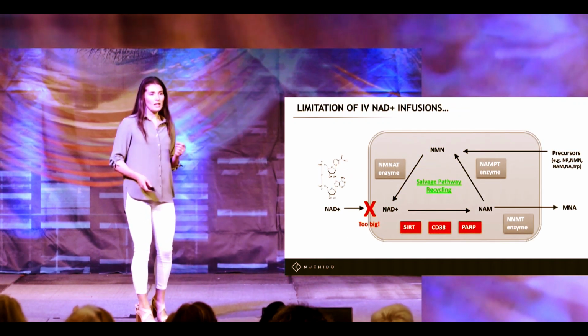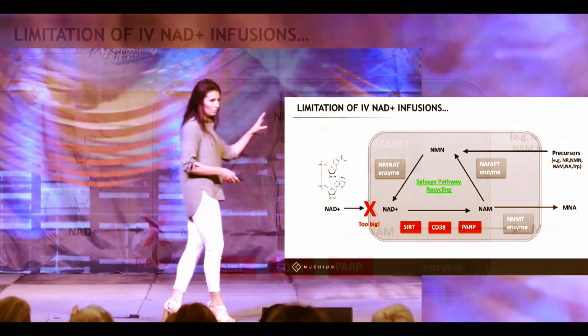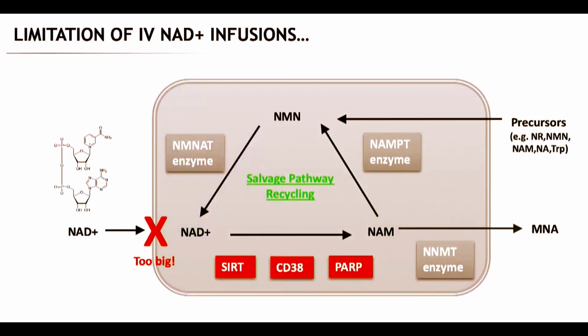So to explain this, I just want to take you back to the cell, okay? So remember, one of the first things that I said was that NAD is a big molecule. So if you get an IV infusion of pure NAD, the problem is you might get it through the gut intact, you might get it into the blood, but there is very limited evidence to show that you can actually get it through into the cells where it is actually needed.